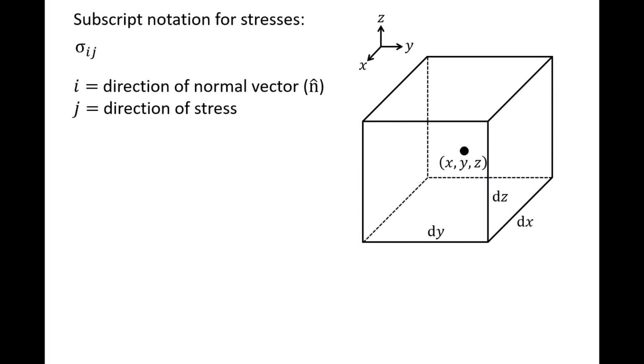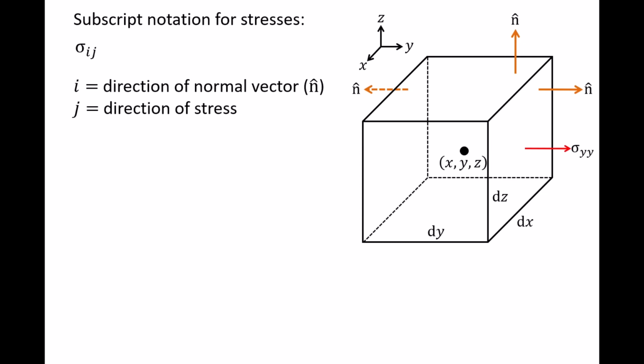Since stresses can act on different surfaces of a fluid element and act in different directions on a given surface, we will need two indices, which we will put as subscripts, to describe each stress. The first subscript i refers to the surface on which the stress acts, as indicated by the normal vectors n hat. For example, a stress that acts on the right or left side will have y for the subscript since the normal vector points in the y direction. The second subscript j refers to the direction of the stress. For example, the stress on the right surface that acts in the y direction is denoted as sigma yy.